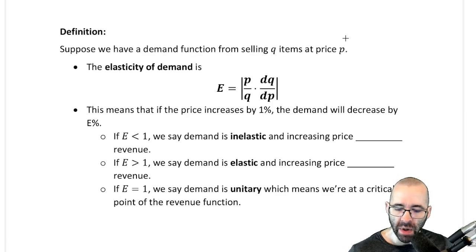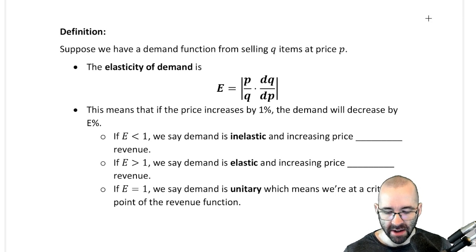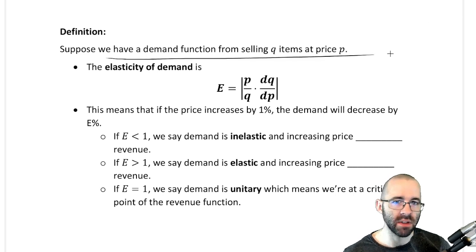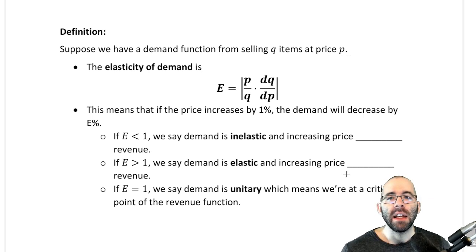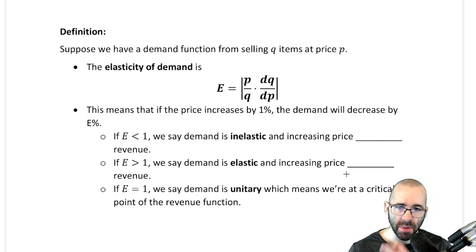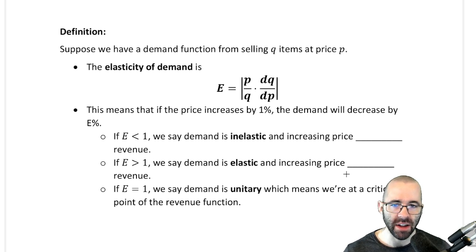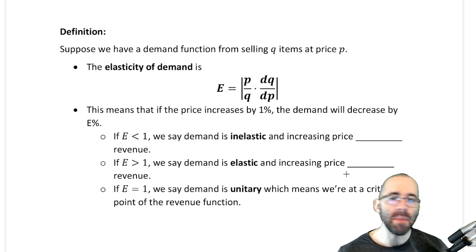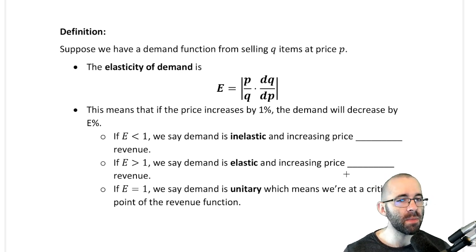So let's again assume that we have some demand function. We're selling Q items at price P. Elasticity of demand is some equation. Let's not look at it too much just yet, but we can calculate that. It's just a derivative times a couple values. And it means that if the price increases by 1%, the demand will decrease by E%.